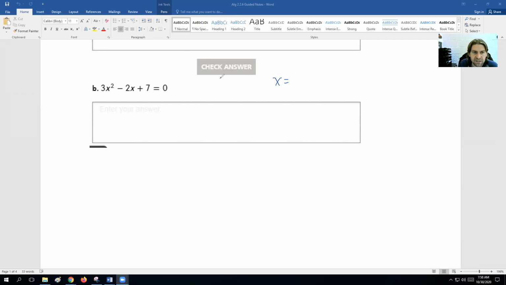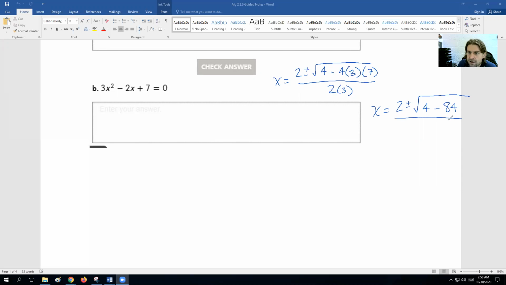All right, so let's do this. We got x equals negative b. b is negative 2, so if we make that negative, it would be positive 2, plus or minus the square root of 2 squared is 4, minus 4 times a is 3 times c is 7, all over 2 times a is 3. So let's see, we get 2 plus or minus the square root of 4 minus 4 times 3 is 12, 12 times 7 is 70 plus 14, that'd be 84, all over 2 times 3 is 6.